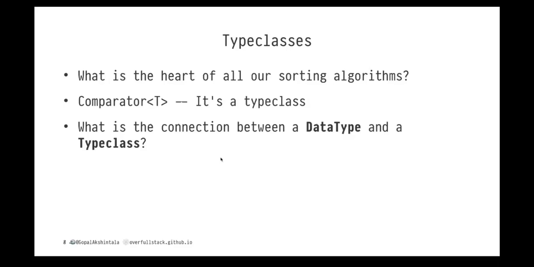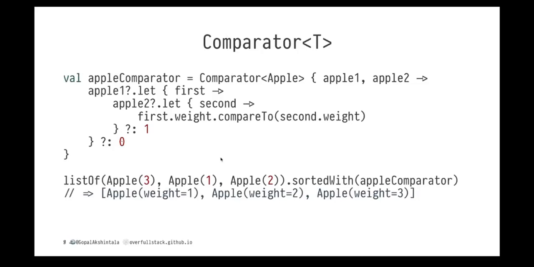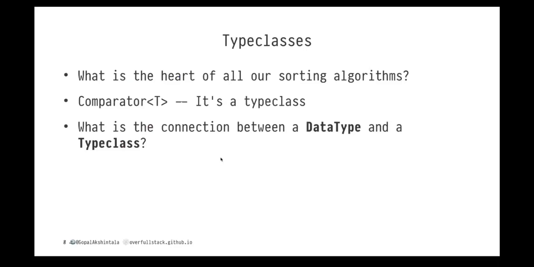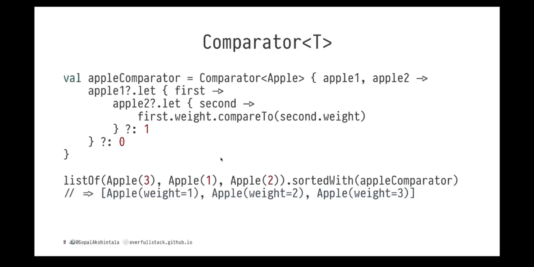Now let's see how we can make a comparator. So this is the comparator, right? We all know that. I think I have missed a slide. Okay, anyways, now the Apple that you can see is a data type. And we made that data type a member of the comparator. So what did we do?